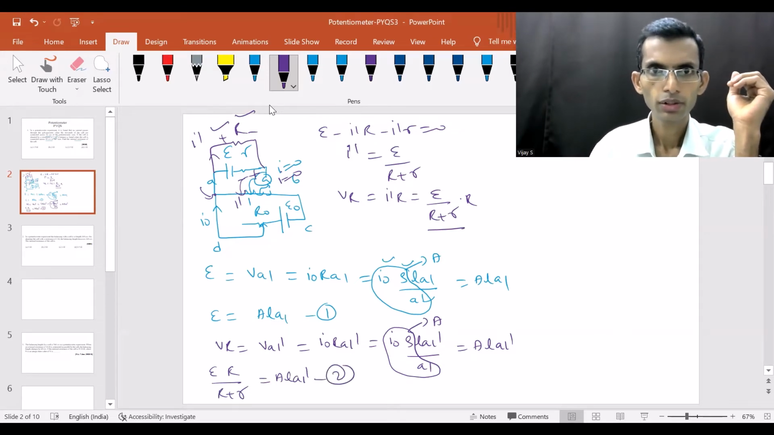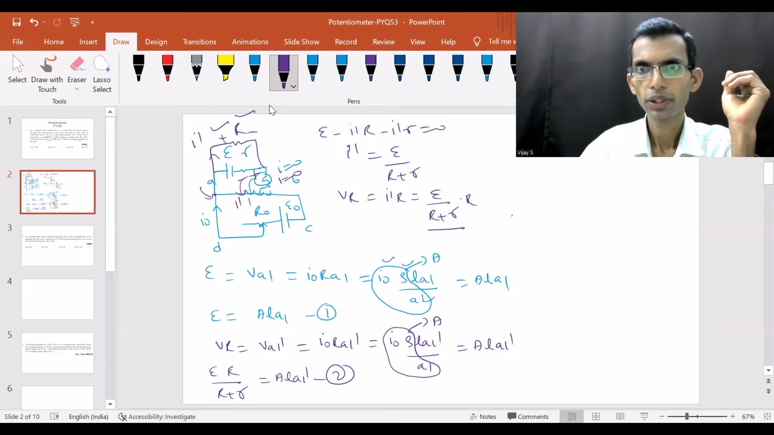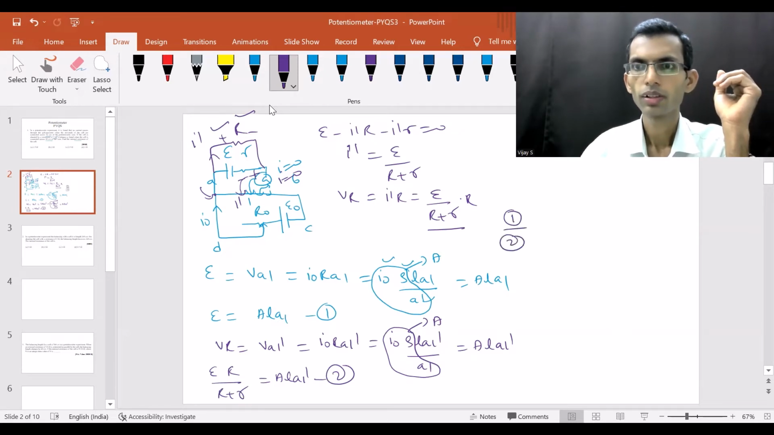So when we take the ratio of these two, equation 1 by 2, what are we going to get? We are going to get R plus R by R is equal to LA1 by LA1 dash.